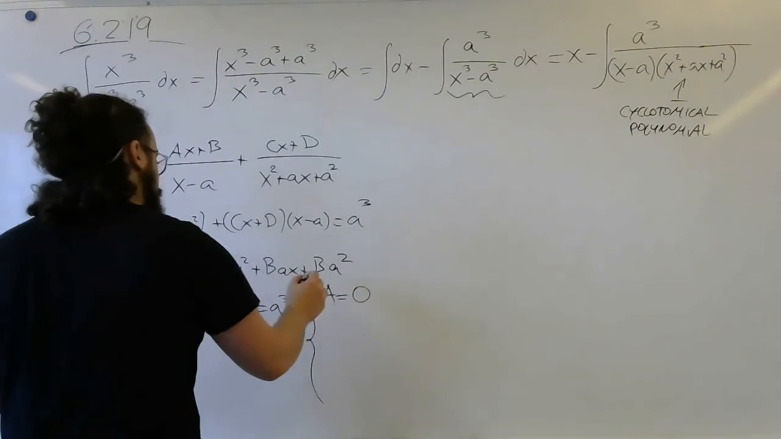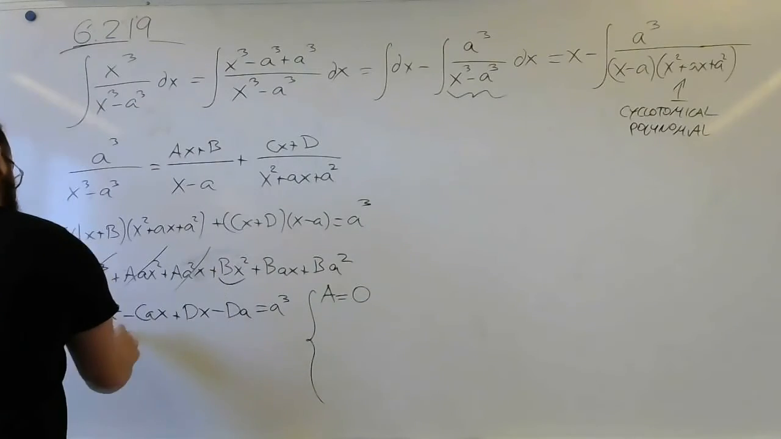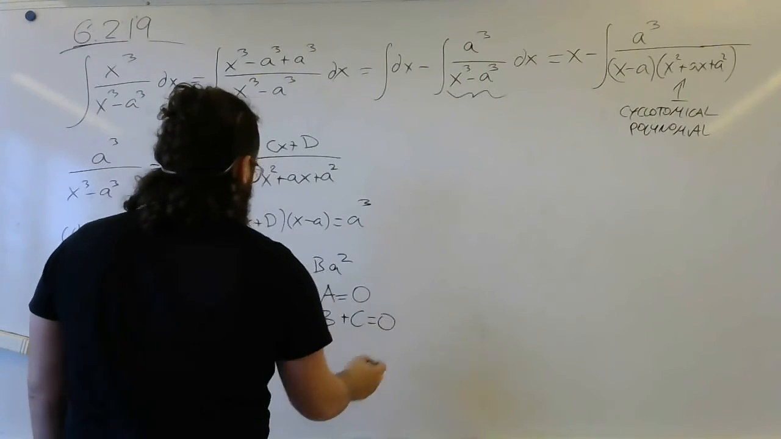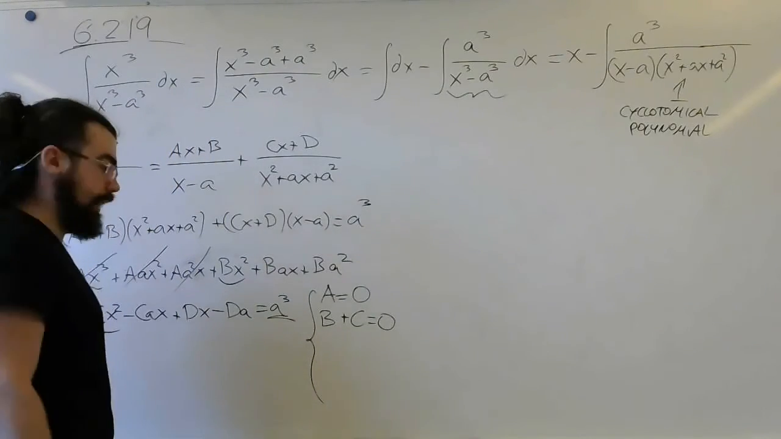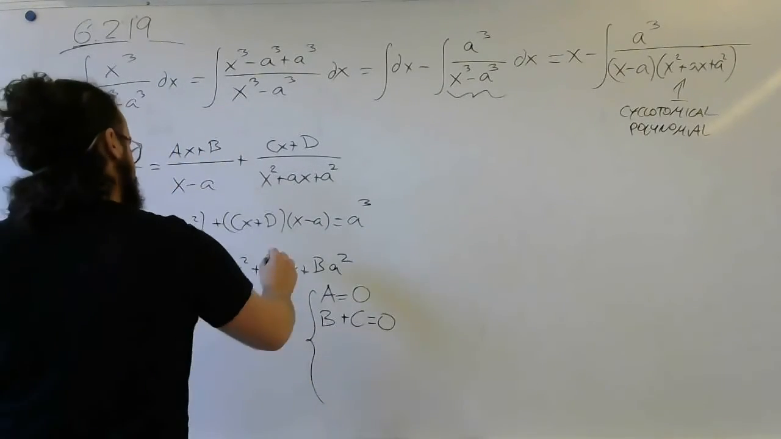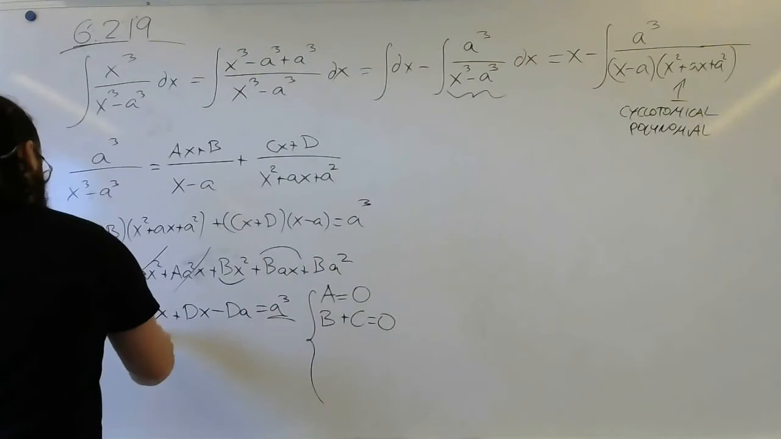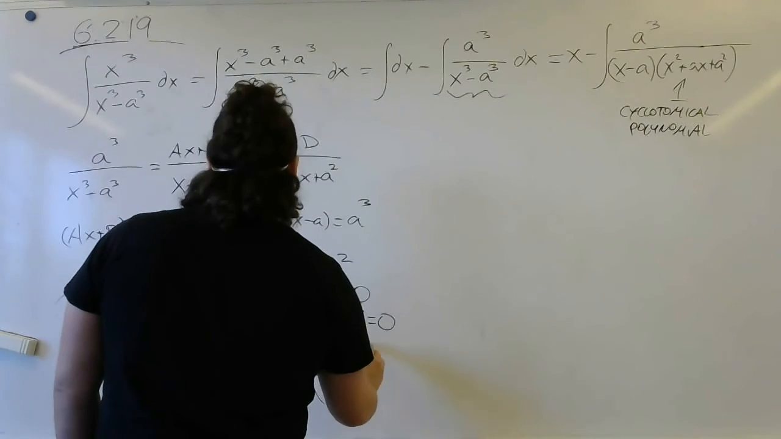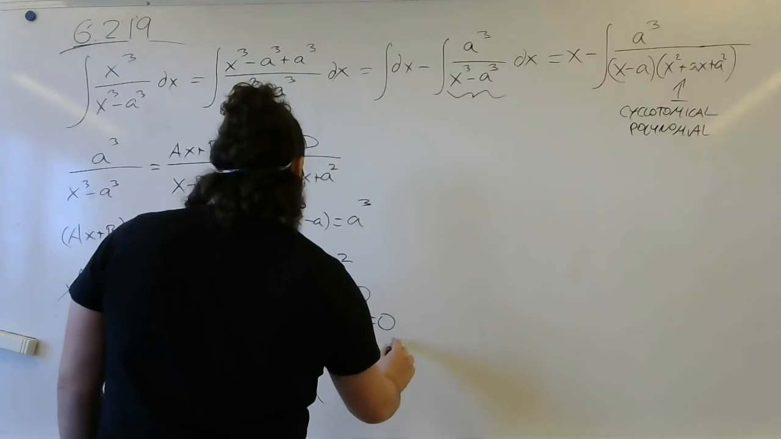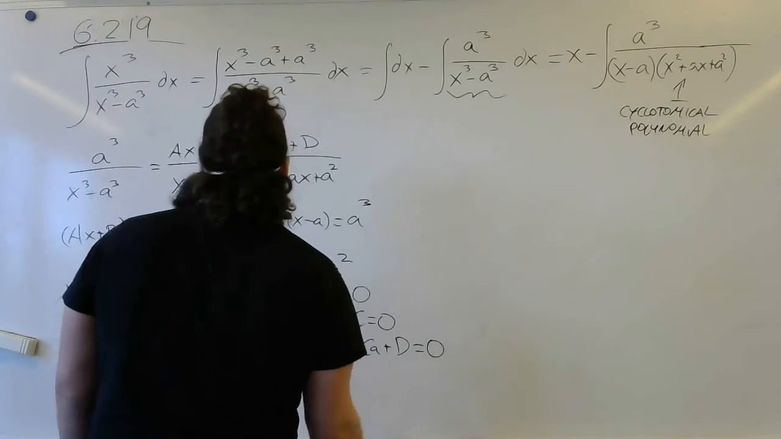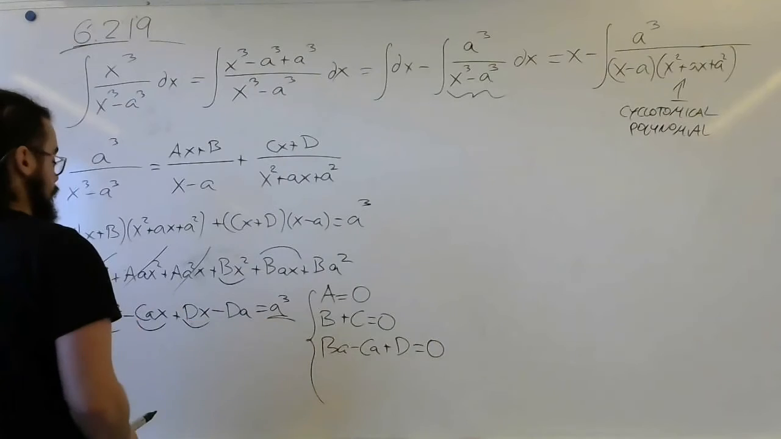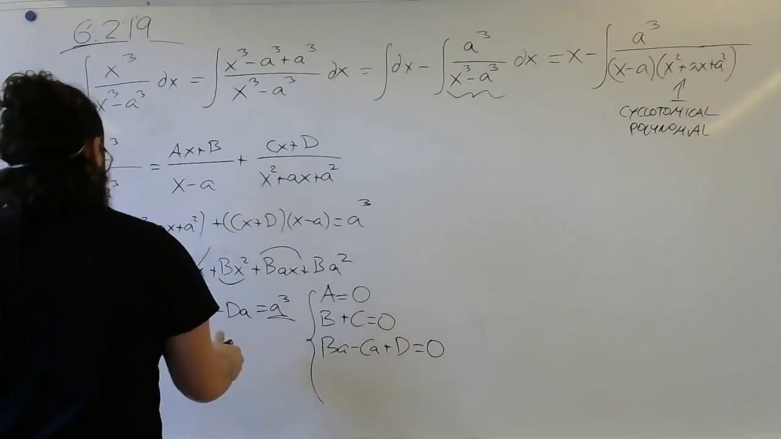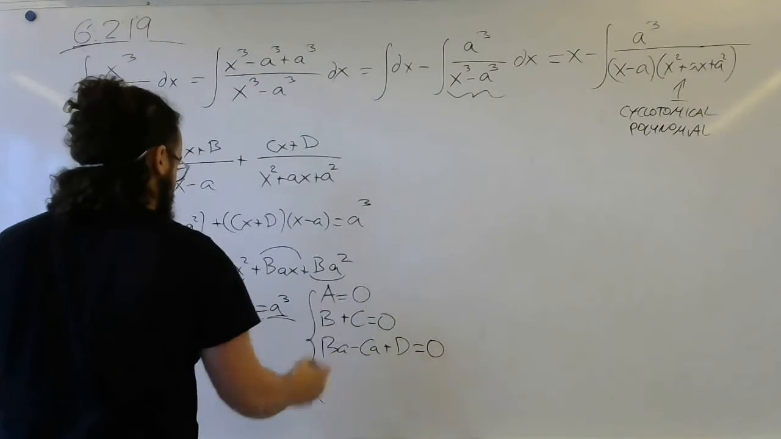Now, terms in x squared, b plus c. It's 0 because this polynomial doesn't have a term in x squared. Now, the term in x, bax, cax, and d. So ba minus ca plus d is 0 because this thing, again, it has no term in x. And finally, the independent term minus the a plus ba squared.